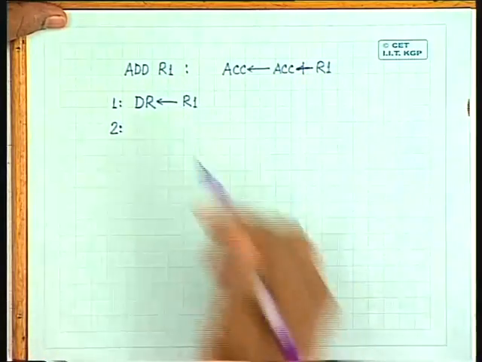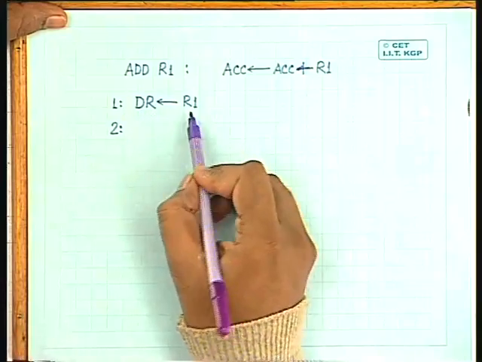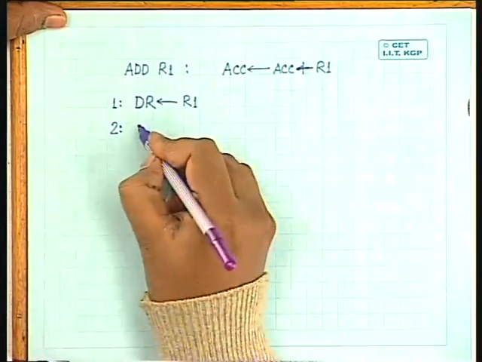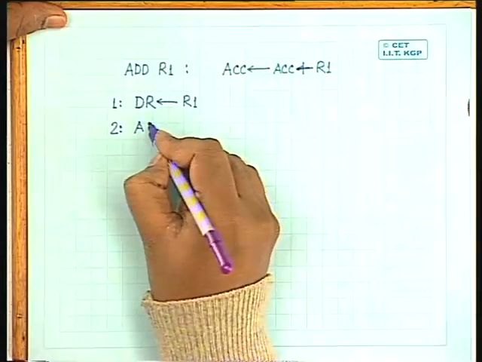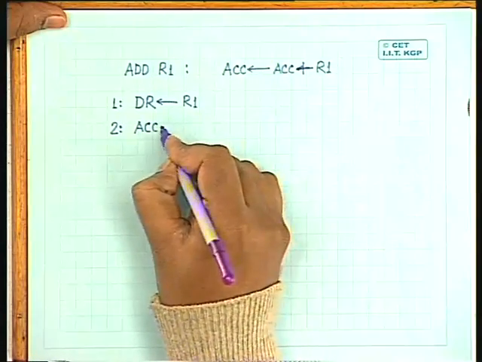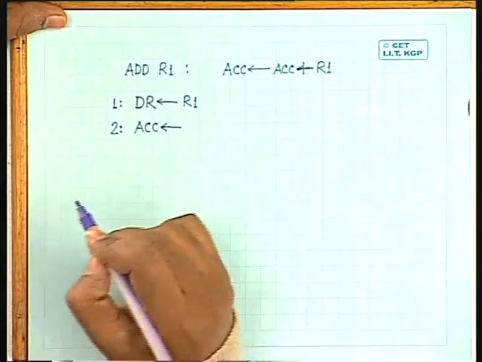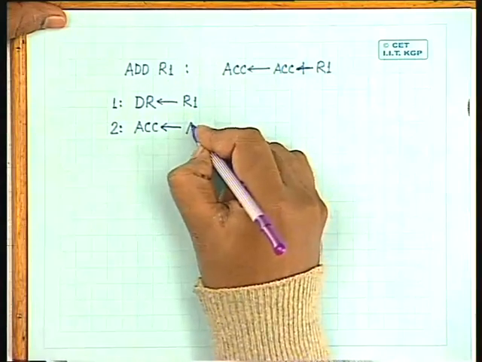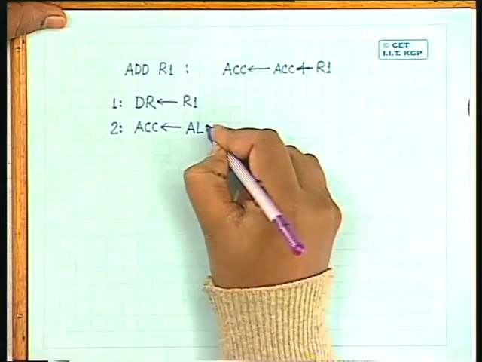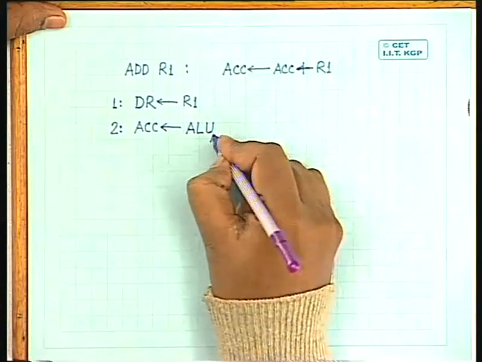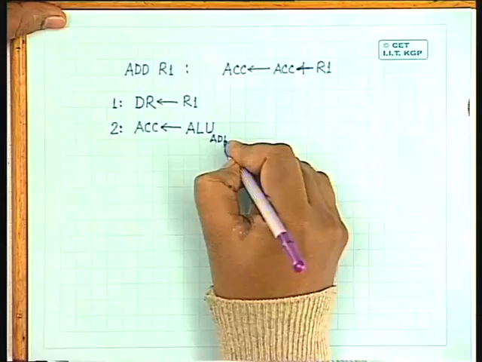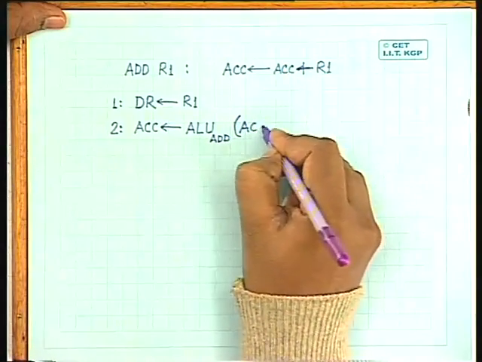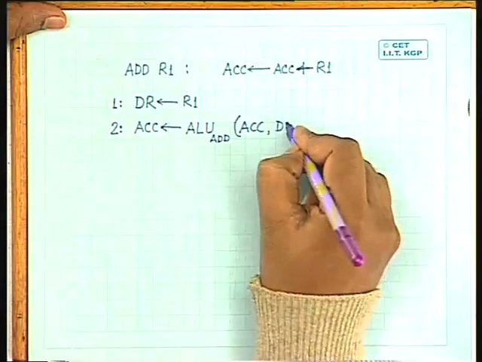So once I set the data into the data register from register R1, the next operation that will be performed is the accumulator will get the output of the ALU, and in this case the function of the ALU is the add function. So I'll put it this way: ALU add, okay, then accumulator and data register.